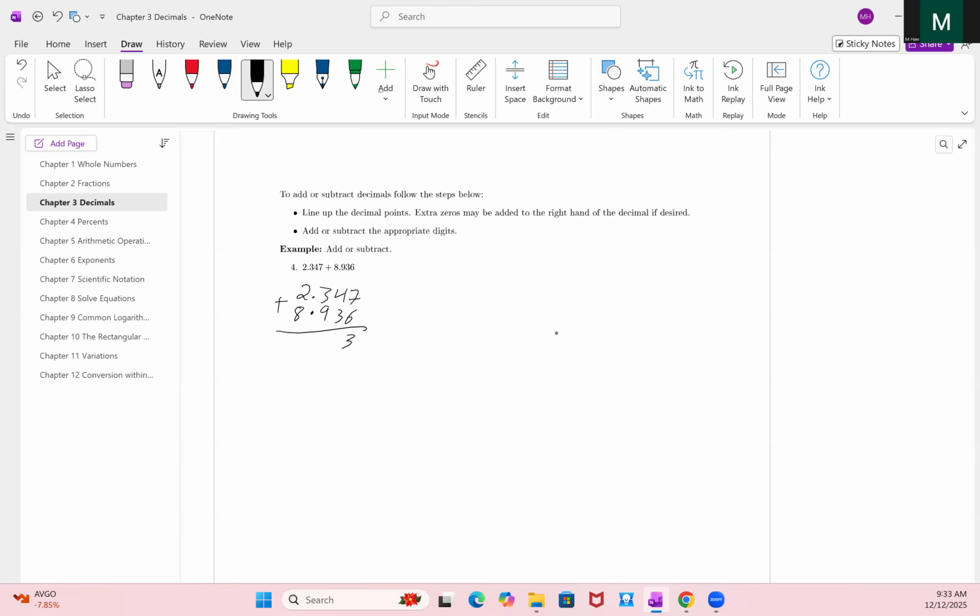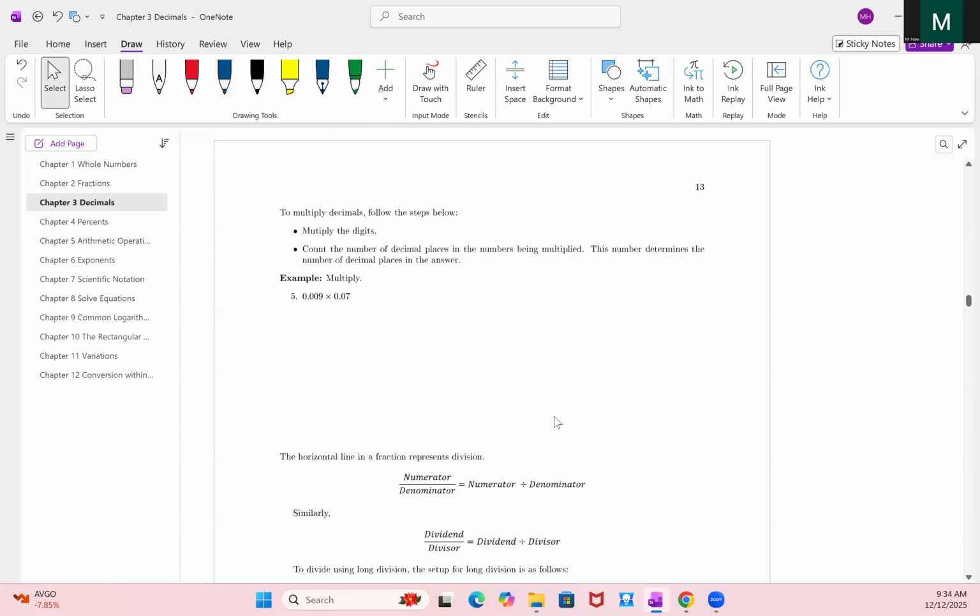So now we add like we're adding whole numbers. 13, carry over 1. 5 plus 3 is 8. 3 plus 9 is 12. 2, carry over 1, we put the decimal. 3 plus 8 is 11. So 11.283.